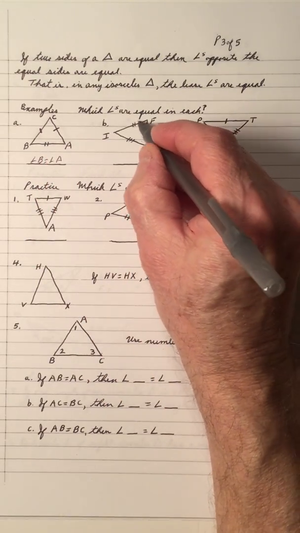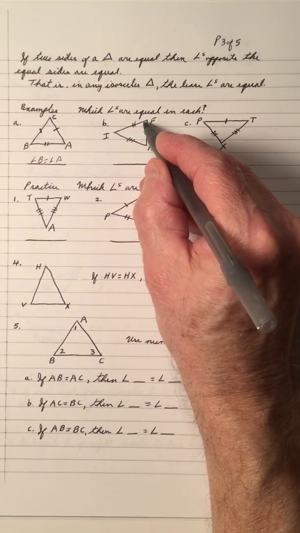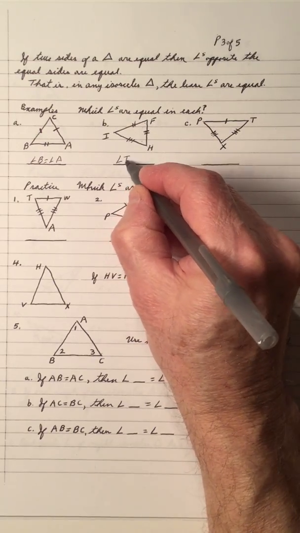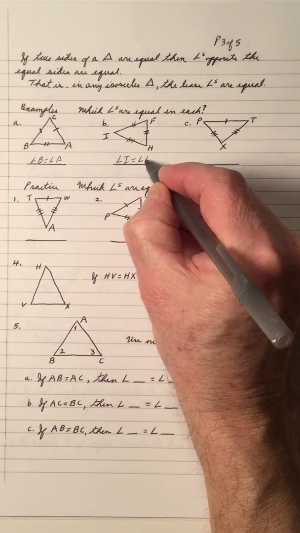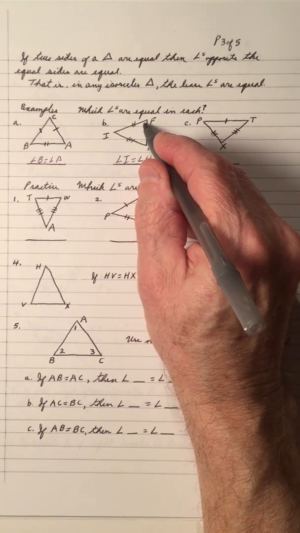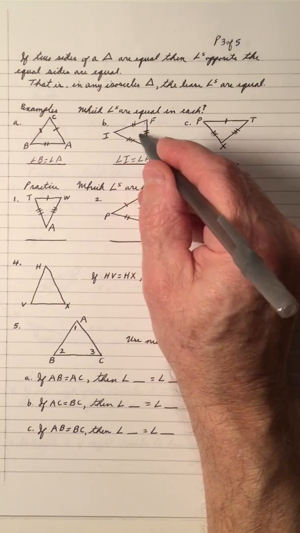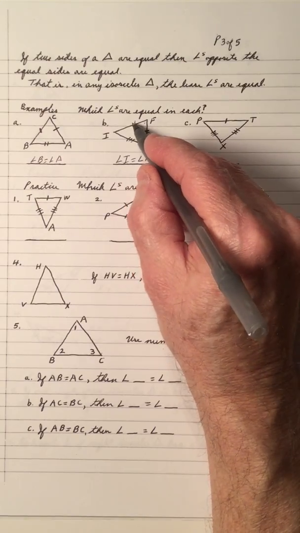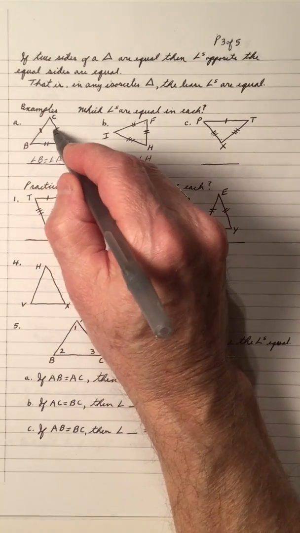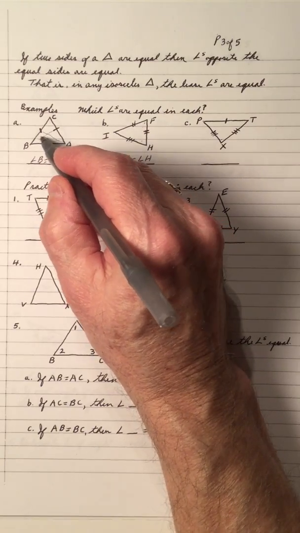And these two sides are equal. That means that that's the apex angle. That means angle I is equal to angle H, because they're the base angles. You pick out the vertex angle formed by the two equal sides, so the other two angles are equal. So notice that these two angles, B and I, are opposite the equal sides.